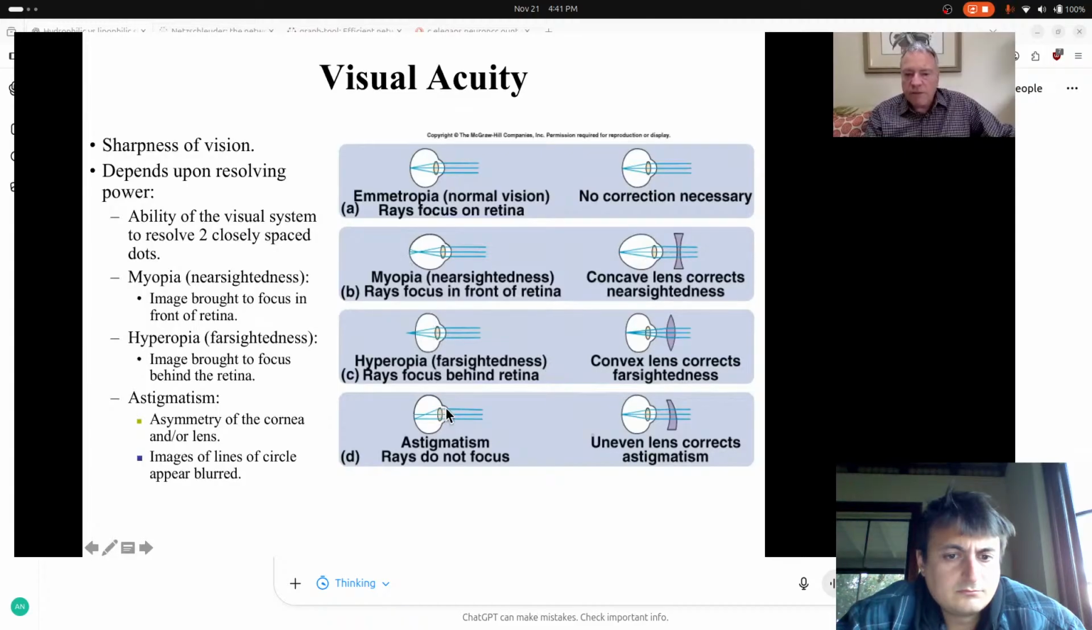Now, the astigmatism typically means there's been some aberration in the shape of your cornea or the shape of your lens, and so now different light coming from different places is being focused differently. So then you need a lens that's got different thicknesses in different places. It needs to be a little more complex structure. That's an astigmatism.